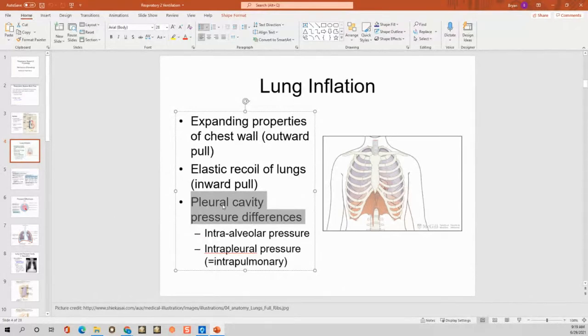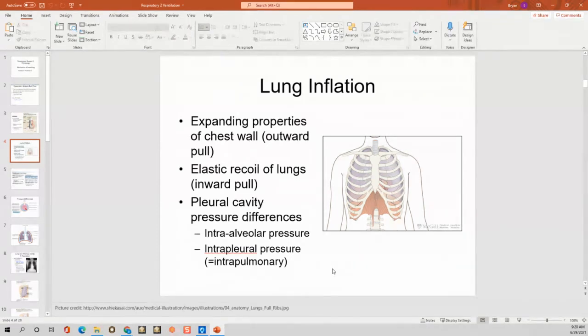what each one of these things are. But really, what's truly holding everything open is pressure gradient differences between what's happening inside of the alveoli and between what's happening out in the pleural cavity. Intra-alveolar pressure and intrapleural pressure.